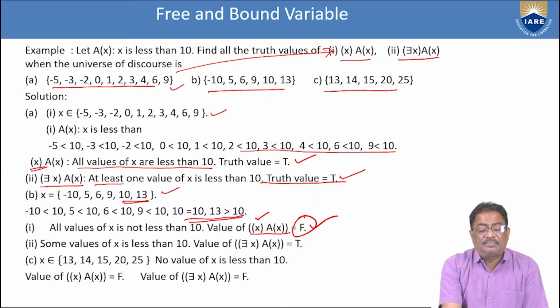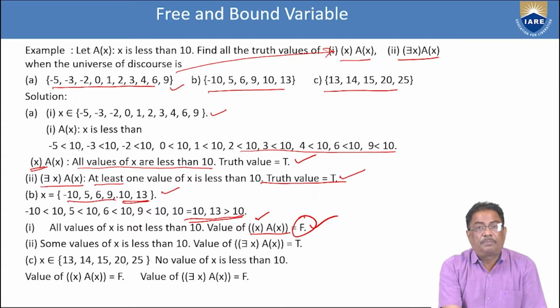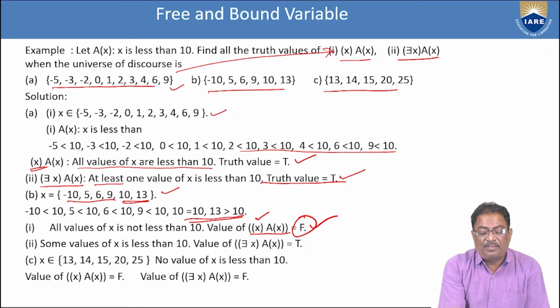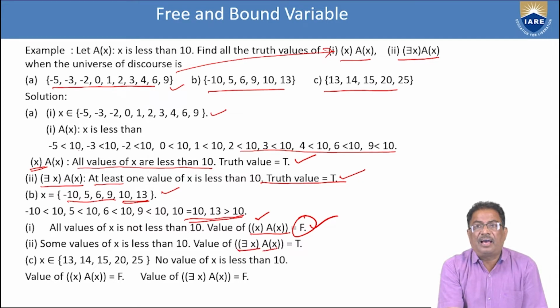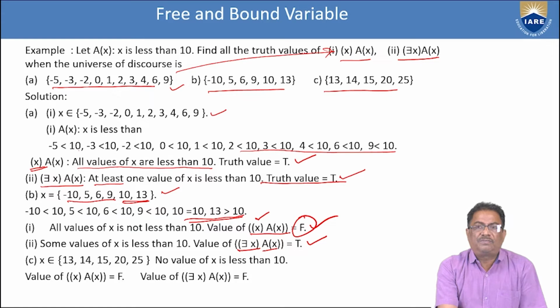So here, the second one is, some of the values are satisfying, up to here, satisfying A of x. That means at least one value is satisfying. So for that, there exists x, A of x, which is true. From the first one, all the values of the universe of discourse are not satisfied, so we are taking it as false. At least one satisfies the condition, so we are saying the truth value is true.